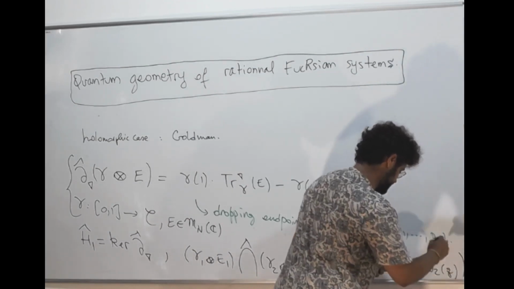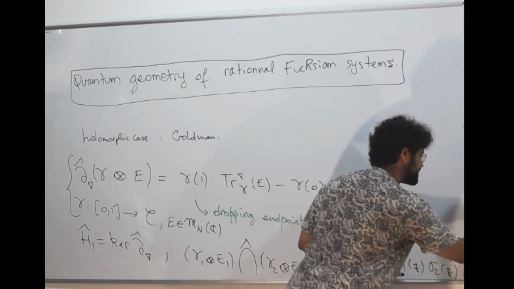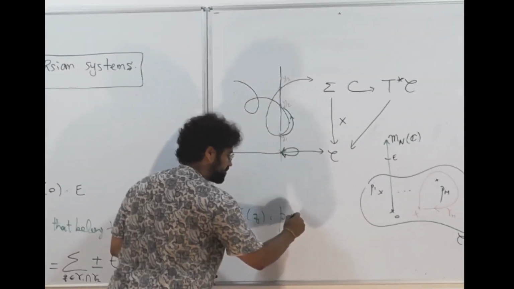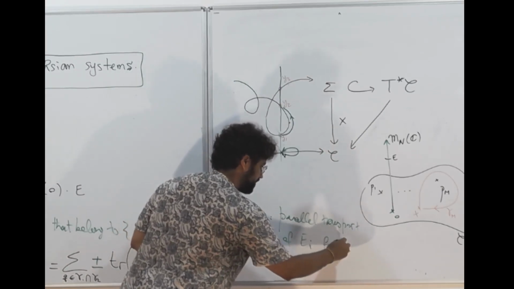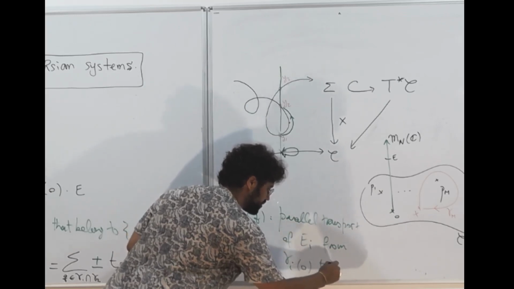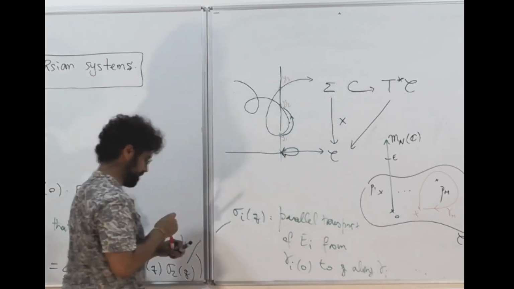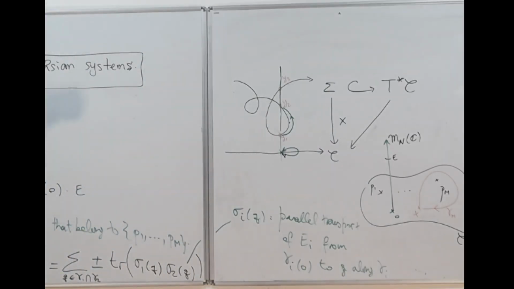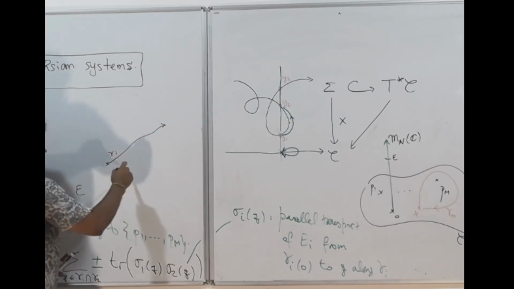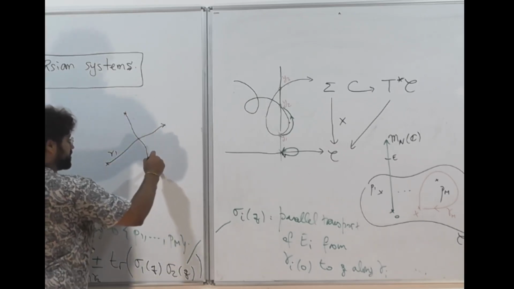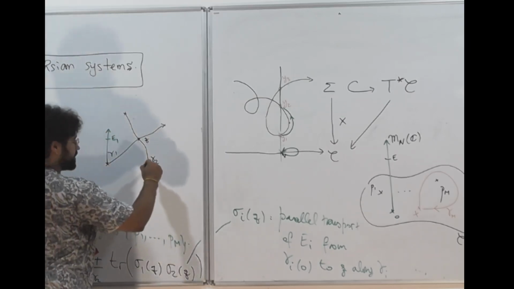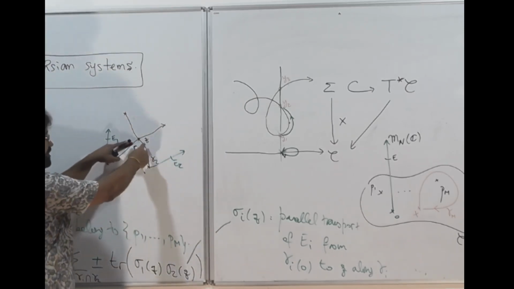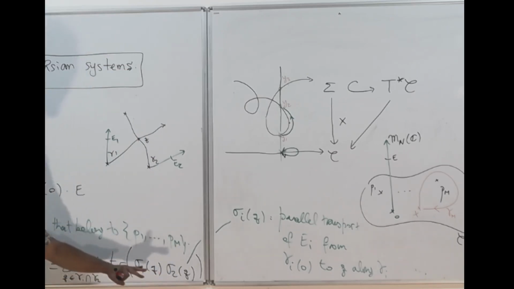sigma I, so maybe in green, where sigma I of Q denotes the parallel transport of EI from gamma I of 0 to Q along gamma I. Okay, so you have, this is gamma 1, this is gamma 2, here you have the intersection point Q. So it's like you have E1 here, you have E2 there, you parallel transport them with the connection until the intersection point, take the product, take the trace, orientation factor, and you sum over all the intersection points.